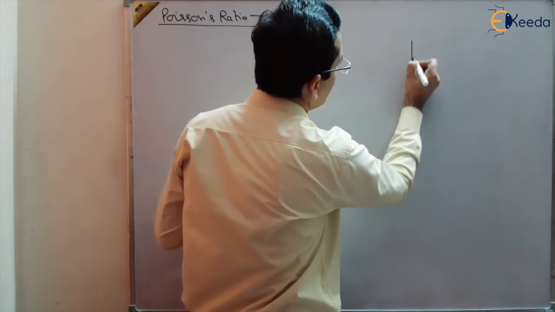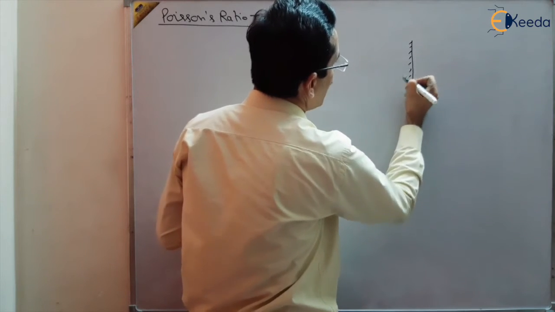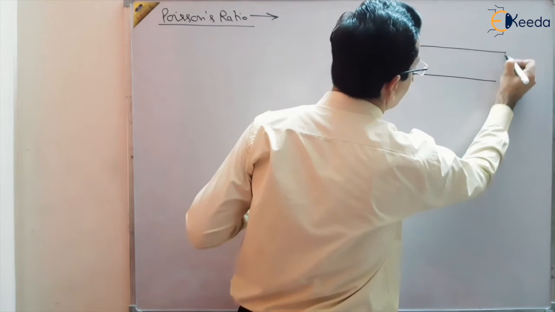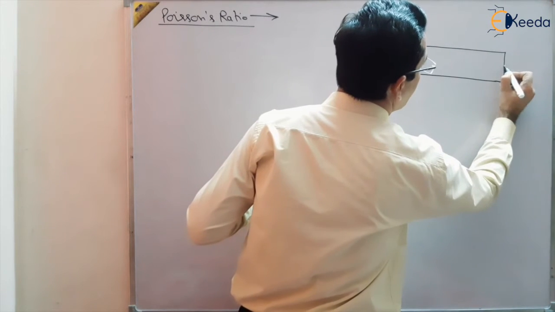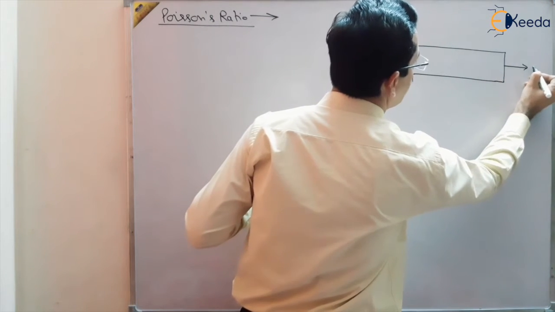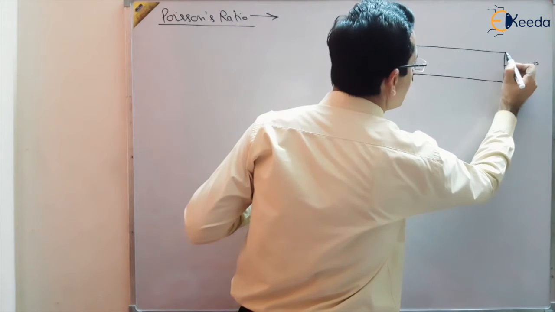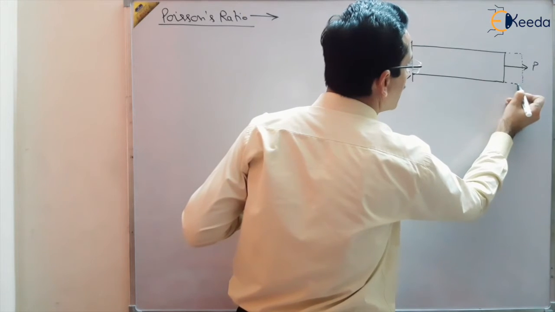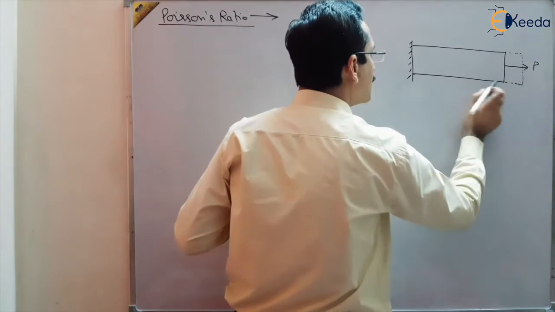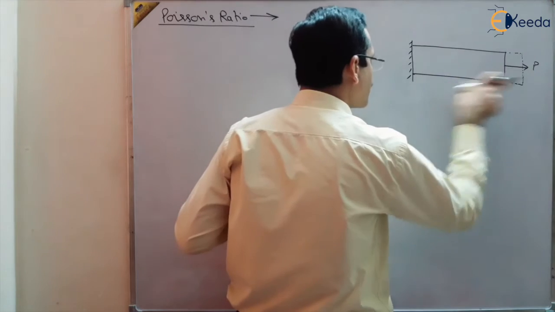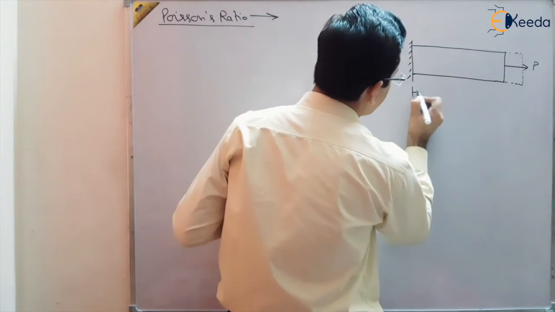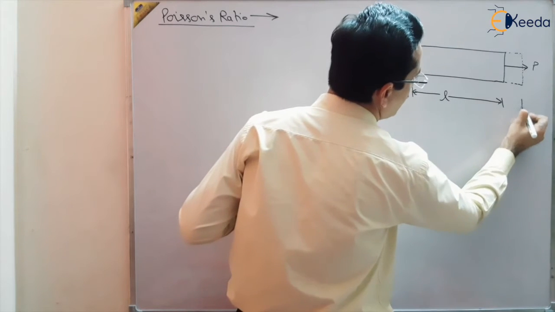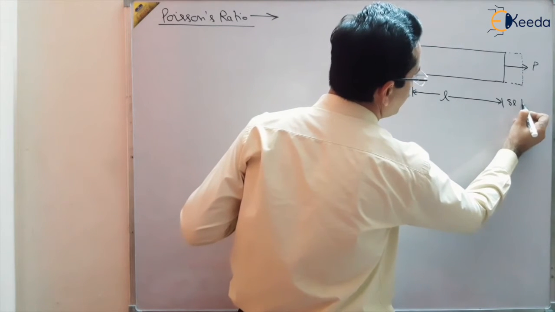Suppose we have a bar, say it is a circular bar, and we have applied some force to this bar, P. There is some elongation in this bar in linear direction or in longitudinal direction, right? This is the original length L, and there is some deformation in this bar, delta L.